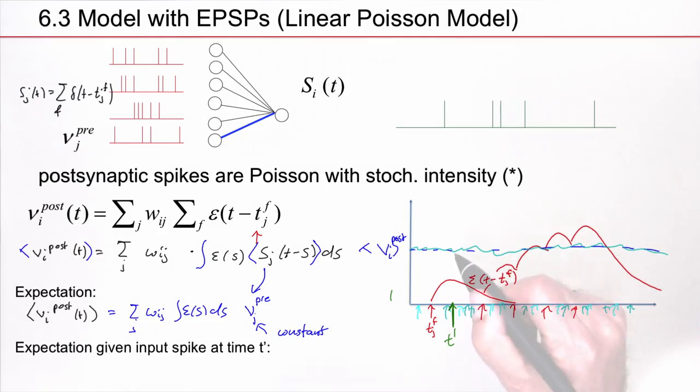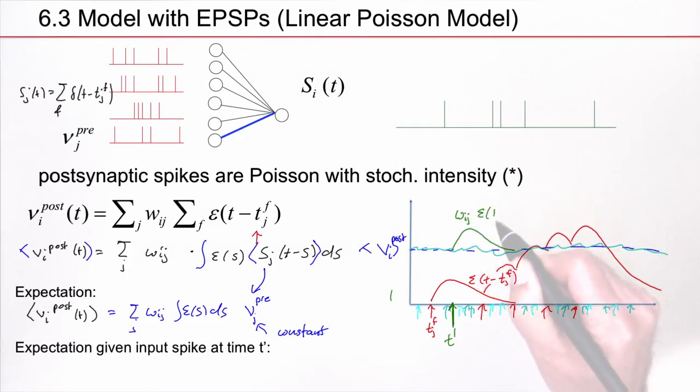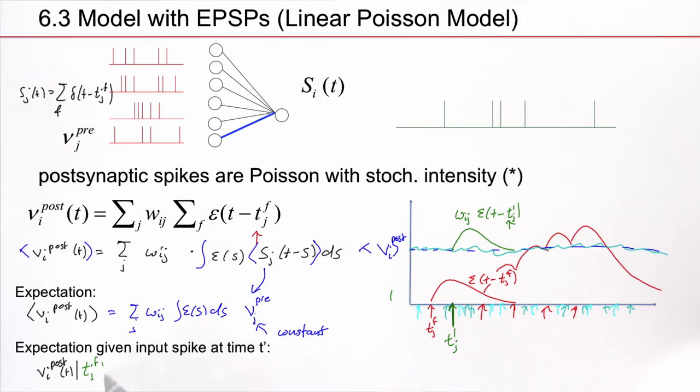But since I know that I have this extra spike, that actually means I know for sure that this extra spike causes an EPSP. And this EPSP changes the firing rate by an amount w_ij epsilon of t minus t', where this is the presynaptic spike of my neuron j. So if I look at the expectation of nu_i post of t given the specific spike that I know for sure has arrived at time t_j^f, then I see my normal trace, which I can copy from above, w_ij integral epsilon of s ds times nu_j pre, and then I have this extra bump, so I write plus w_ij epsilon of t minus t_j'.